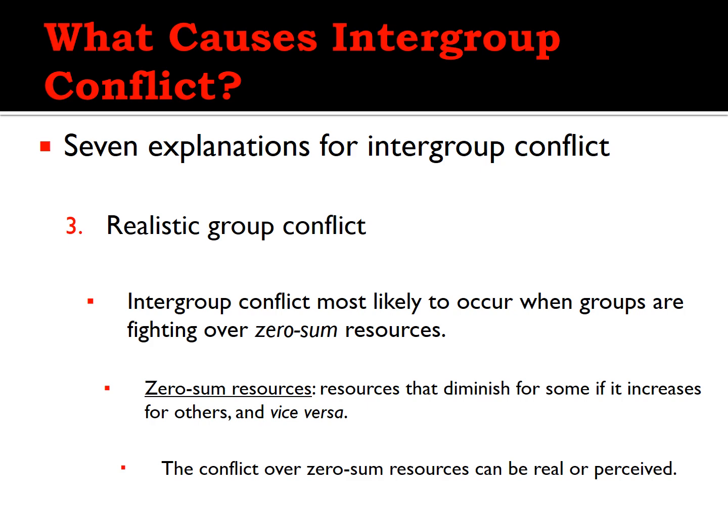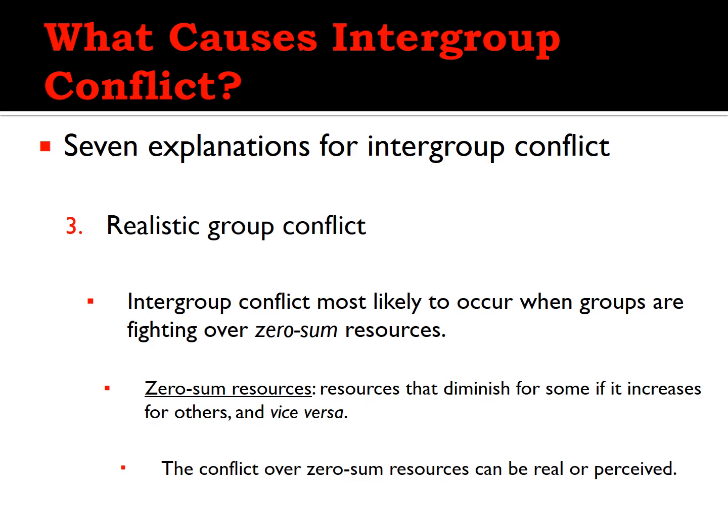Another explanation given for intergroup conflict is realistic group conflict theory. The gist of this theory is that intergroup conflict occurs when social groups fight over what are called zero-sum resources. Zero-sum resources are resources that diminish for some if they increase for others, and vice versa. For example, consider a situation in which there are only 3 jobs and no more will be added. If one person gets a job, that means other people have less of a chance to get a job. Thus, a zero-sum resource is something which is finite, and the more people take from it, the less chance others have of getting some.